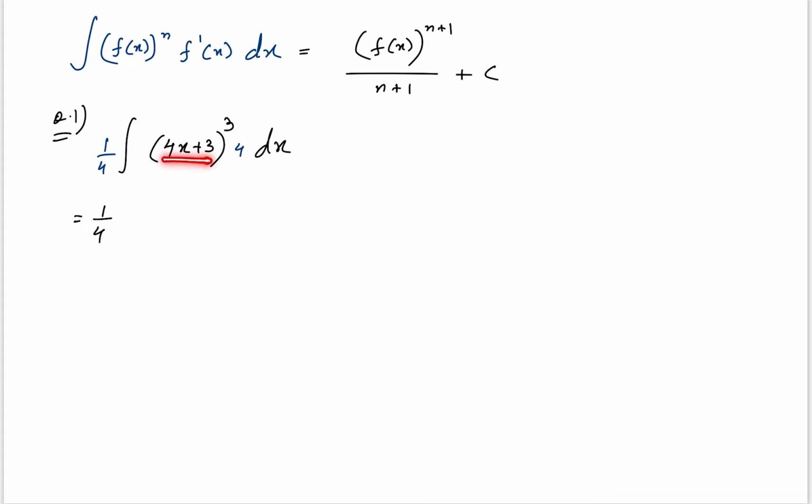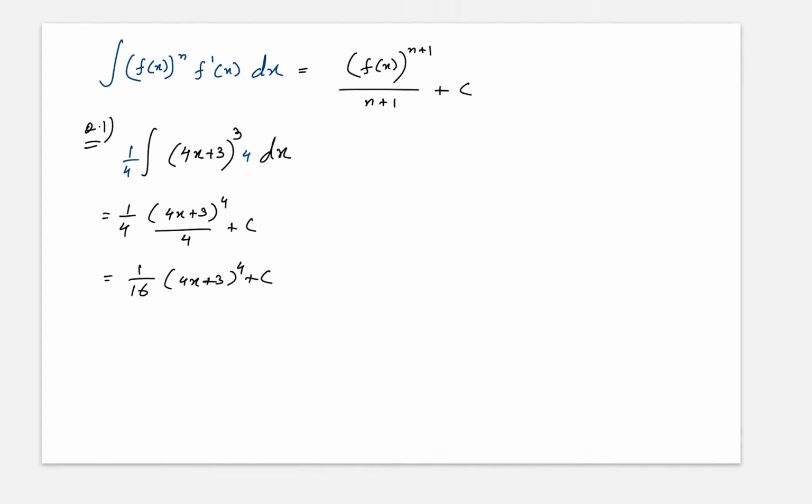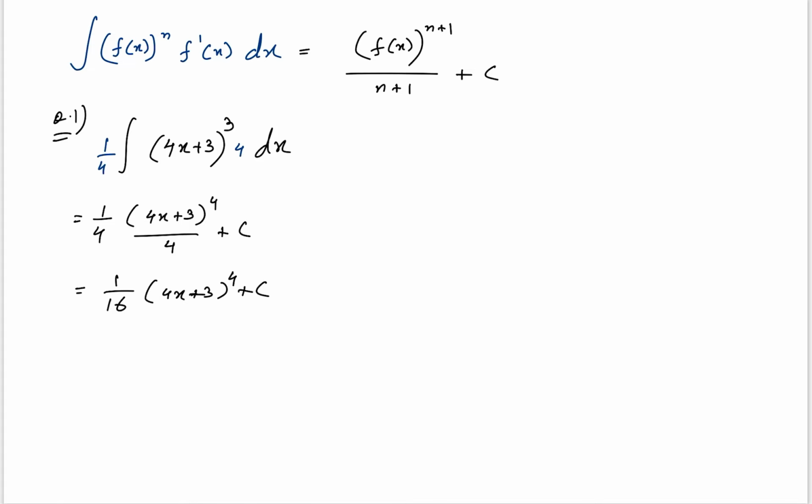This is the function having power on it, and the derivative of this function exists near it. So what will be the integration? We will increase the power and divide by the whole power, plus c. So this will be 1 over 16 into 4x plus 3 whole to the power 4 plus c. So this is the power rule of integration.